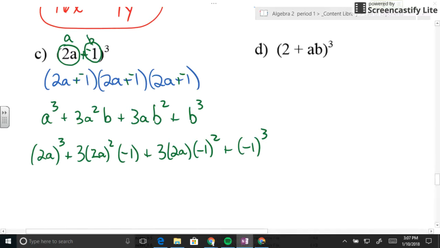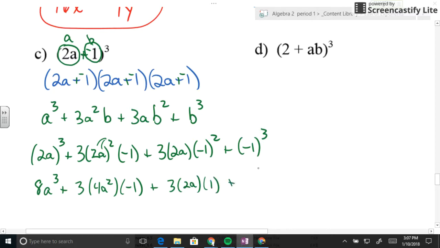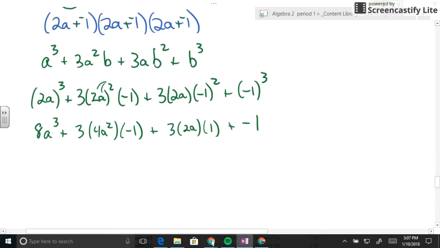So you want to cube. 2 cubed is 8, a cubed is a cubed. Plus 3 times 2a squared, so we're going to square the 2, square the a. So it's 3 times 4a squared times negative 1. Plus, now we're just going to square the negative 1, so that's 3 times 2a times positive 1. Plus, now we want to cube the negative 1, so that's a negative 1.